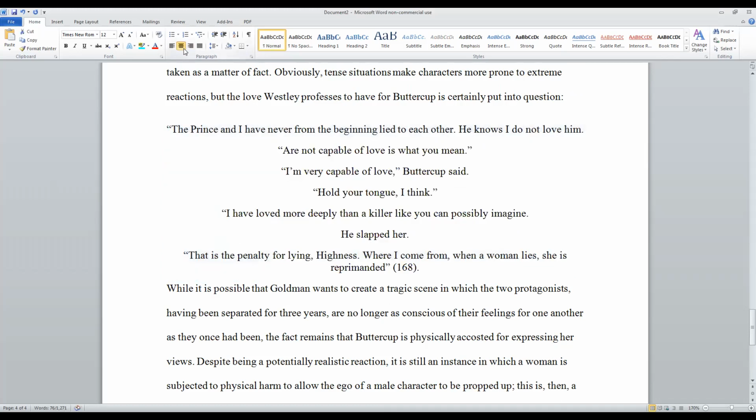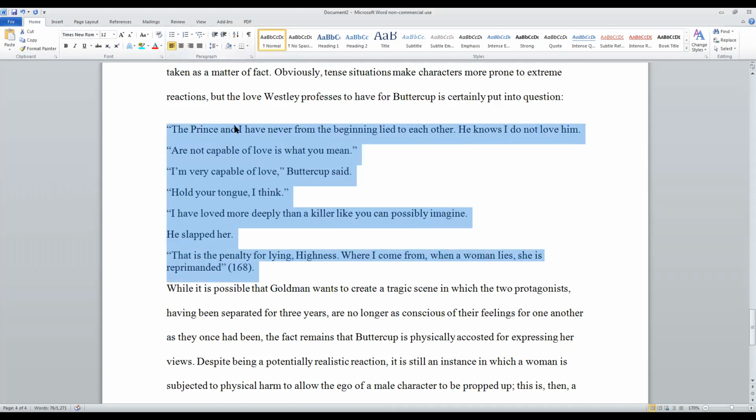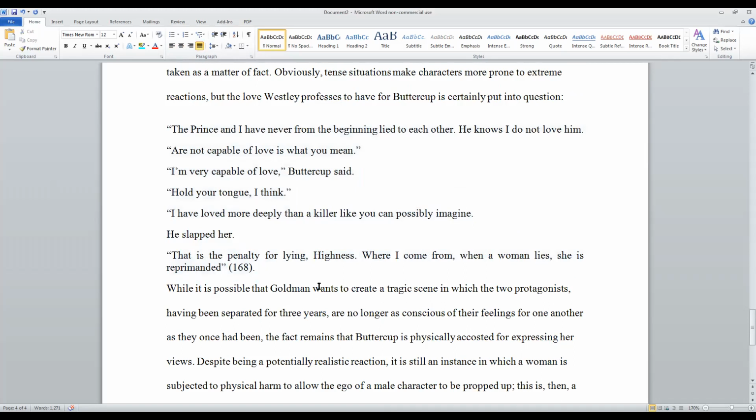And I think it should be centered. No, I think it's blocked. It's a block text. Is that what this is? Yes. Okay. There we go. It's a block text. So we have that exchange.